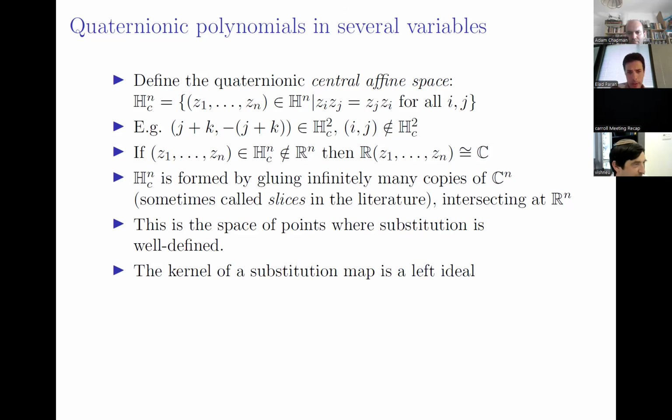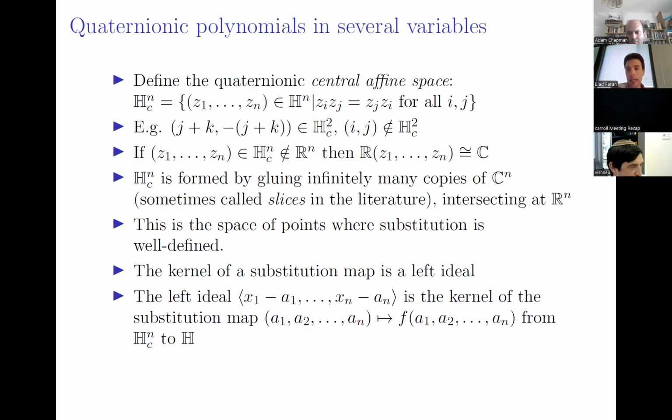Okay, so as noted, the kernel of the substitution map is only a left ideal. And more precisely, you can check that the ideal generated by x1 minus a1 up to xn minus an is the kernel of the substitution map on the corresponding point of the central affine space.